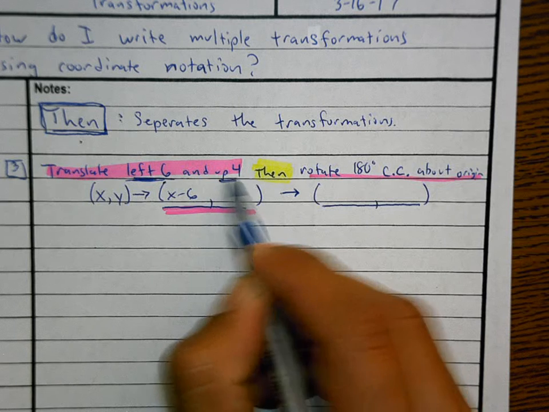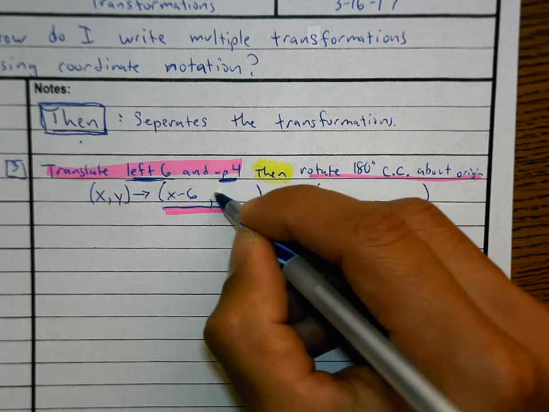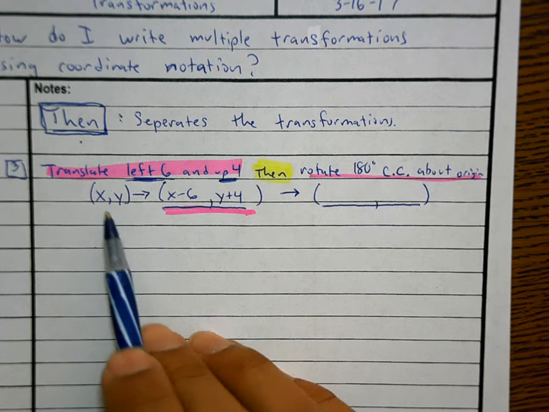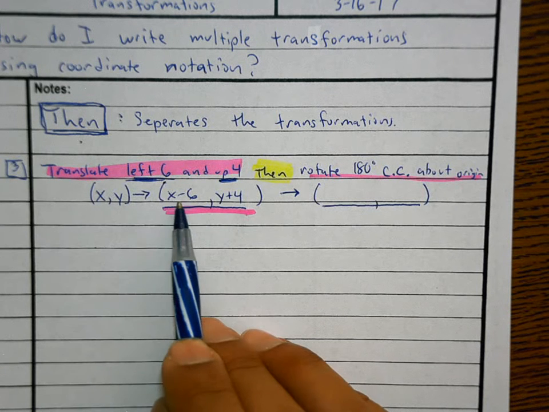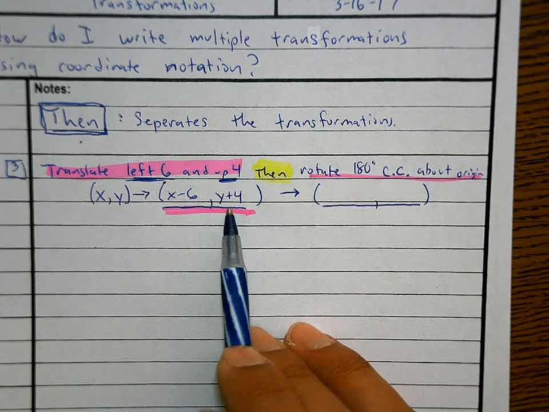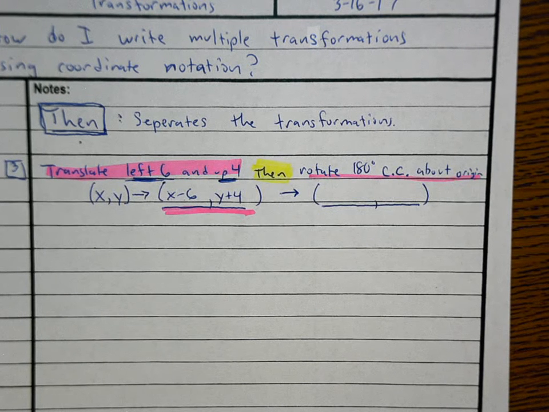Then it says up 4. Does that affect your x or your y? Y. And do I add 4 or subtract 4? Y plus 4. What this means is we're taking all of our xy's, moving our x's to the left 6 and our y's up 4. If there's a 3-sided shape, it moves all 3 sides. If it's a 4-sided shape, it moves all 4 sides, and so on. Good job.